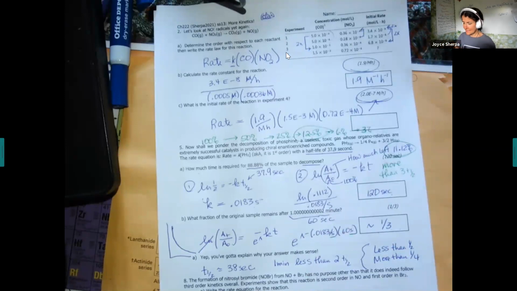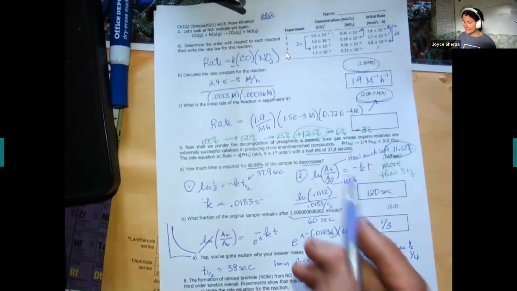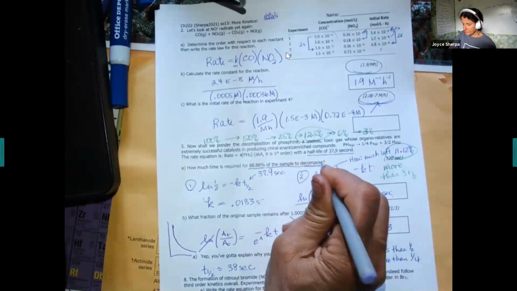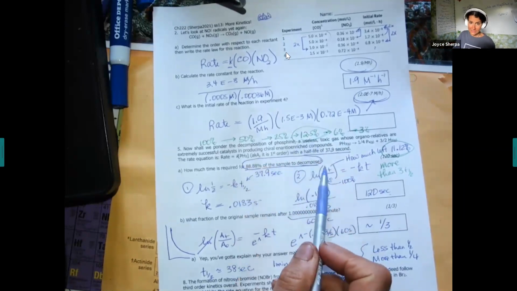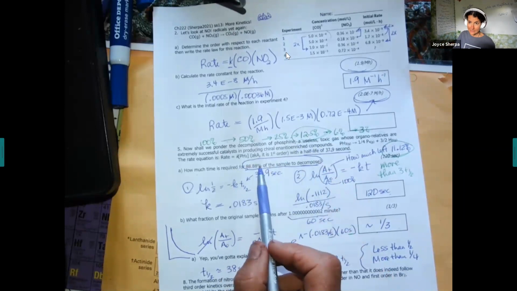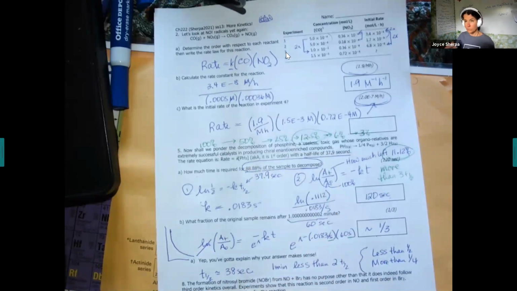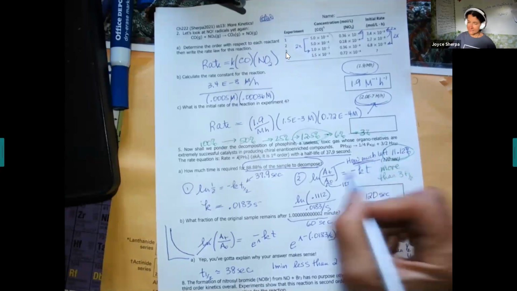Probably the biggest mistake, and for the people in my office hours it was a question everybody asked me, is being careful with the wording when a percent is given. This is telling you how much decomposed. You're not going to use the 88.88. You want to be careful. If it tells you 88.88% remains, then that would be your A_t. So again, how much is left is your A_t.